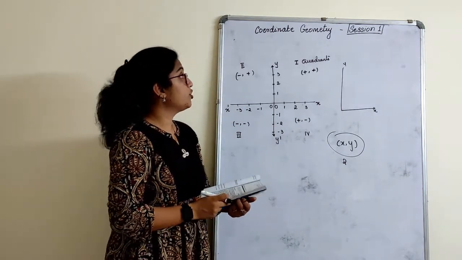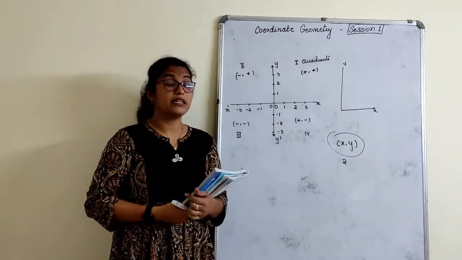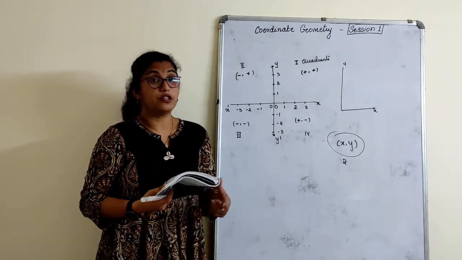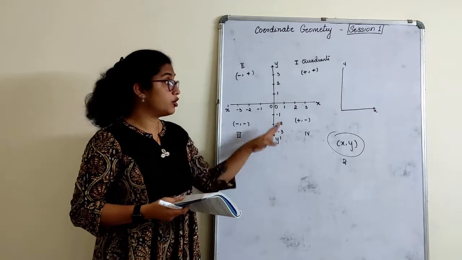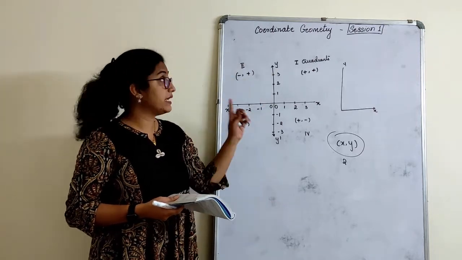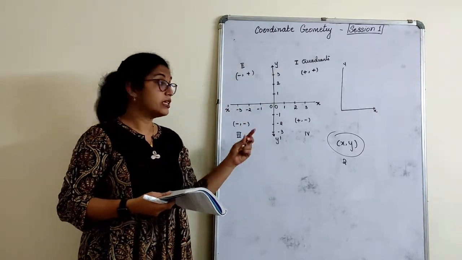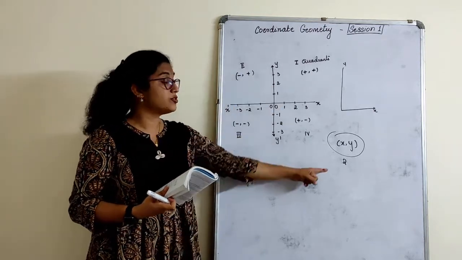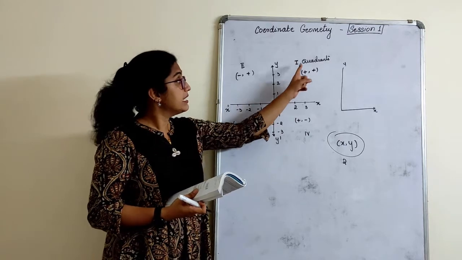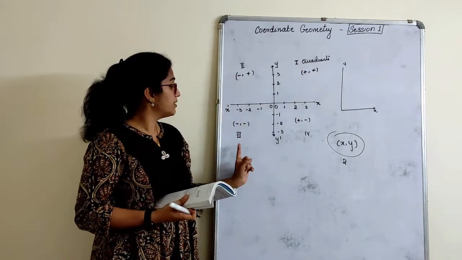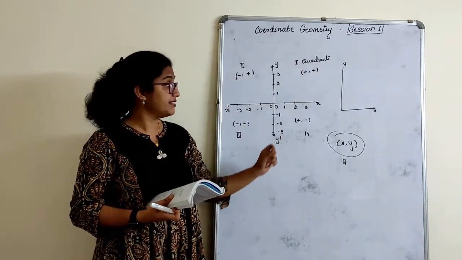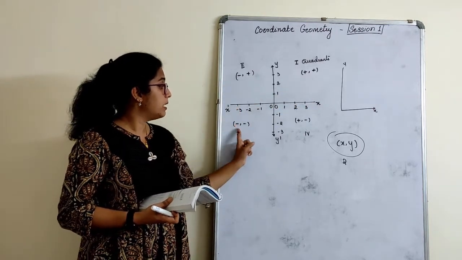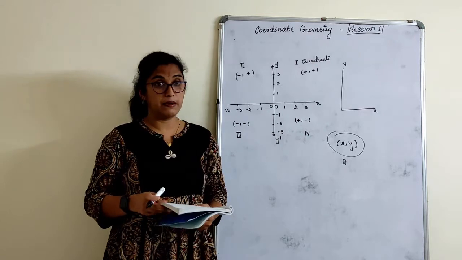Now what you all have to do is, this should be done in your graph book. So it's time to open the graph book that I have given you. Give the heading as coordinate geometry. On the graph page, draw the Cartesian plane and name the first quadrant, second quadrant, third quadrant and fourth quadrant. Give the signs plus plus, minus plus, minus minus and plus minus.